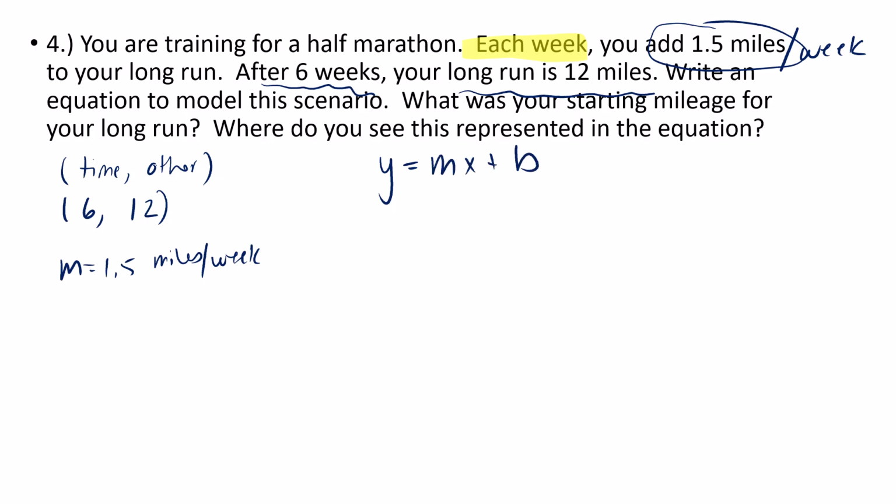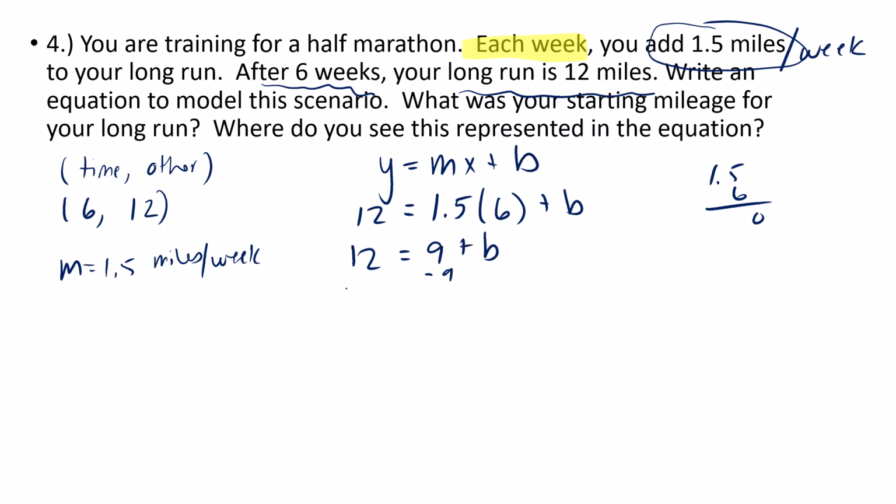y equals mx plus b. We are using 12 for the y value, 1.5 for the slope, and 6 for the x value. 1.5 times 6, what is that? I have it on a piece of scratch paper over here. That's 9. Then we'll subtract 9 from both sides to get b is equal to 3. So we have the slope is 1.5, the y-intercept is 3, and so we have y equals 1.5x plus 3.